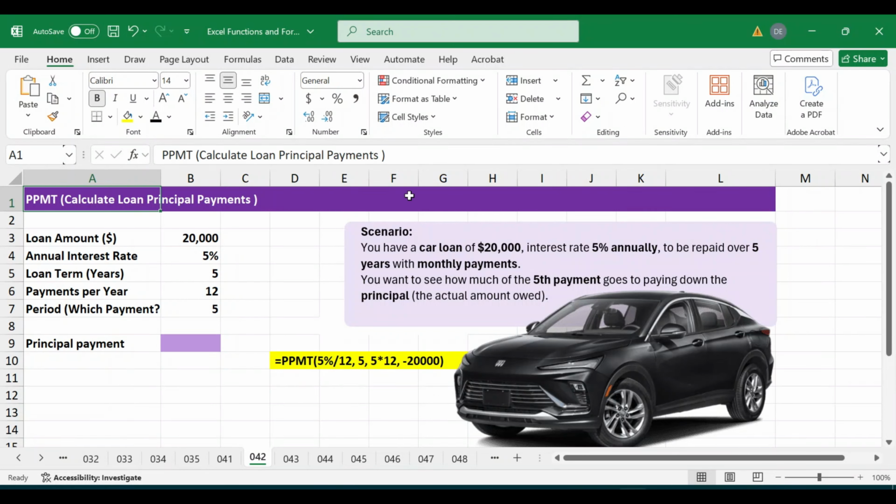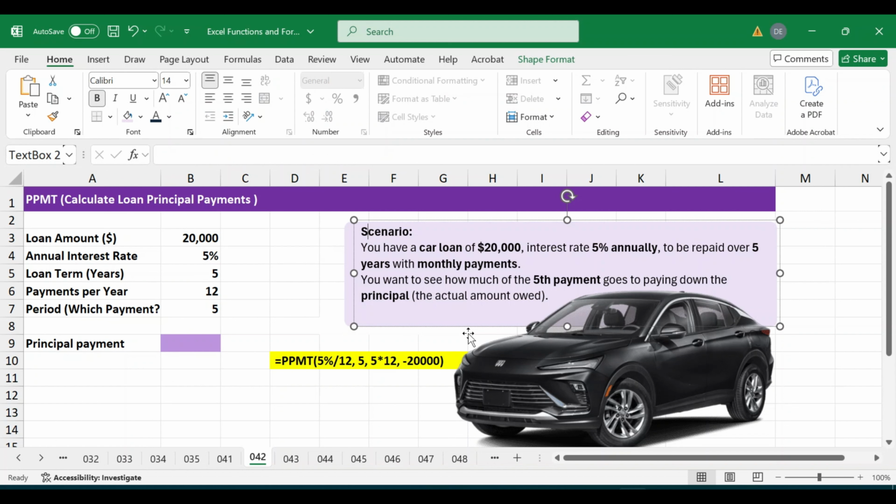This is part 2 of the financial functions we are exploring for the next 30 days. Here is a situation. You have got a car loan and are wondering how much of each payment actually goes to paying down the loan itself? Let's use Excel's PPMT function to break it down.